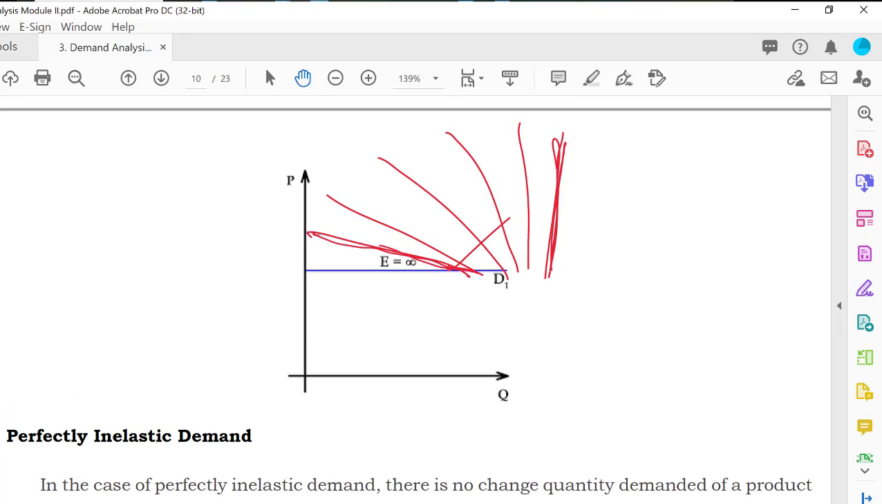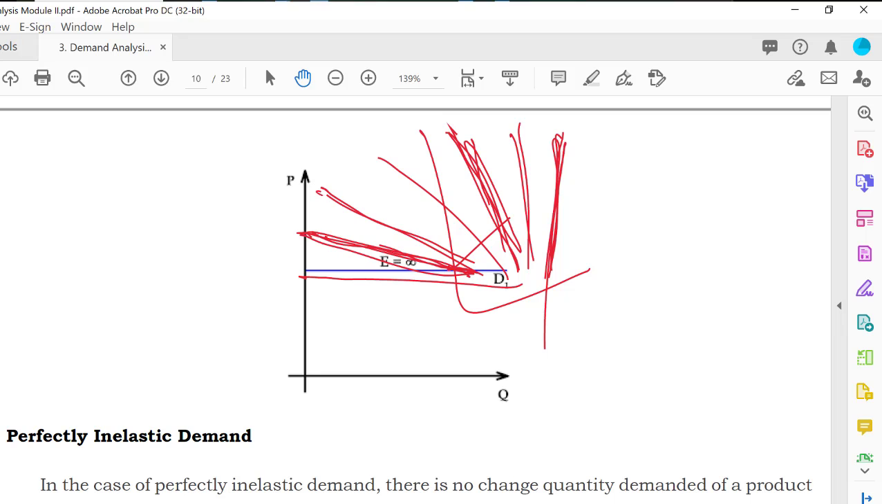This is perfect, this is relatively elastic, this is also about relative. What about this one? So this one is relatively inelastic, this is perfectly inelastic, this is perfectly elastic, this is relatively elastic, this is also relatively elastic. You can say that this is also relatively elastic, but this is relatively inelastic, and this is perfectly inelastic.